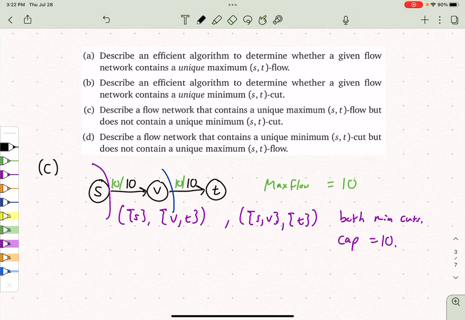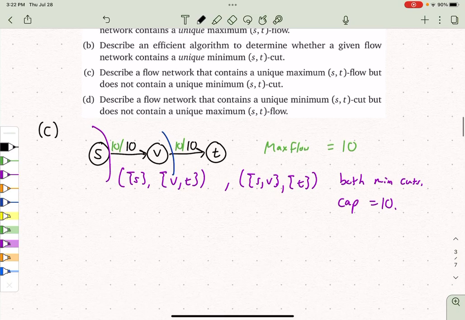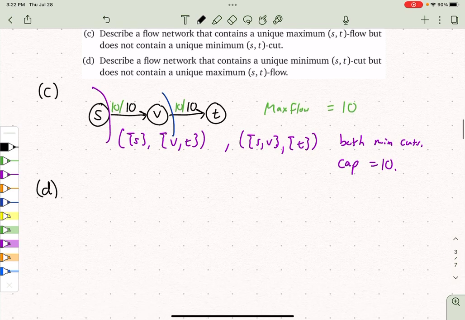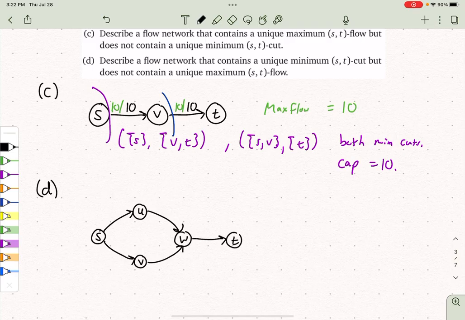So okay, we have an idea of what it looks like when there's a unique max flow, but many min cuts. So now let's do D. In D, we want to find a flow network that has a single min cut, but many max flows. So what would that look like? Well, you could think of something similar. We have S, it goes up to a node U, goes down to a node V. So here we're going to give the flow multiple ways it could go, but a single bottleneck value.